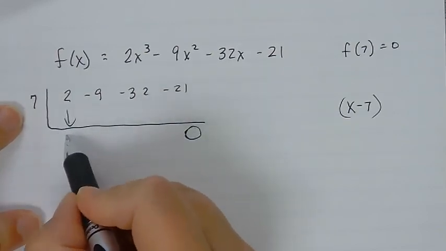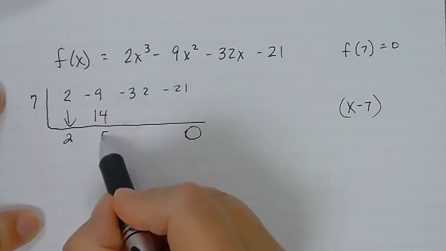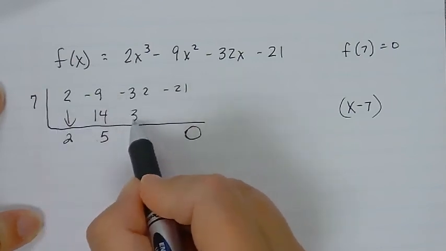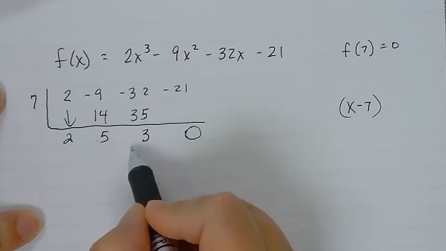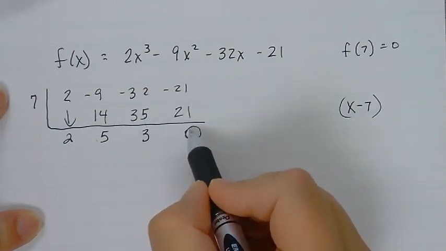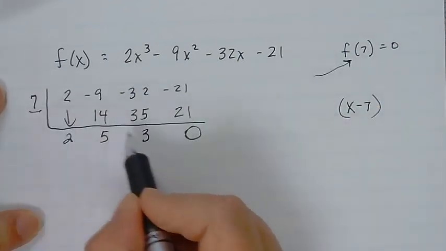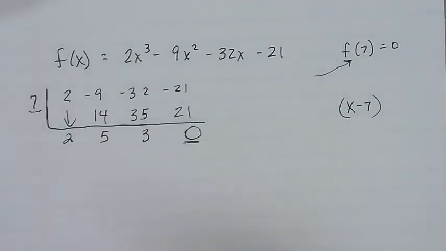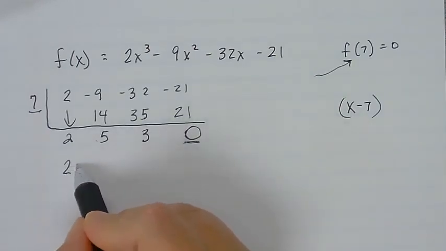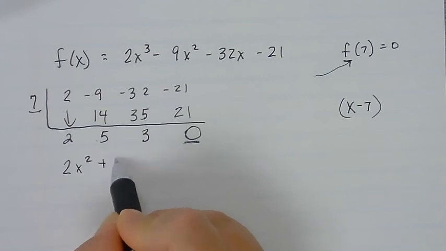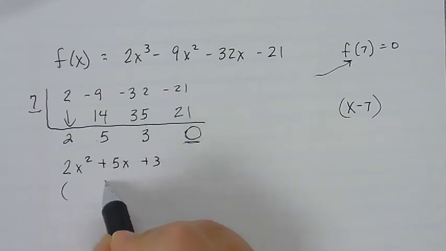Bring down a 2. 2 times 7 is 14. Add, multiply, add, multiply, add. So good. They told me that this was a zero, and I was able to verify it because I got a 0 in that spot. So x minus 7 is a factor, and we're left with 2x squared plus 5x plus 3. Let's see if that factors.